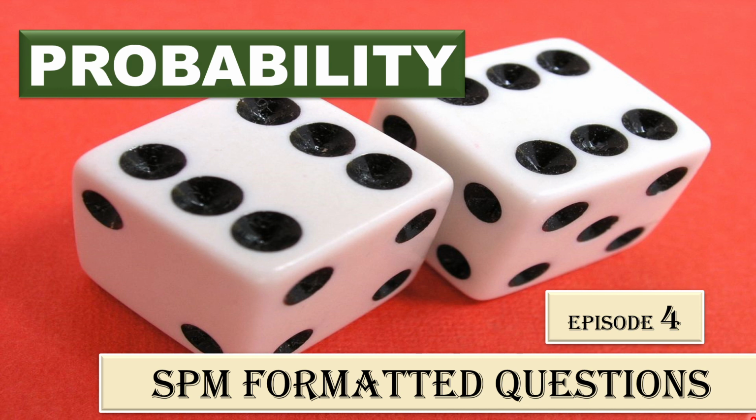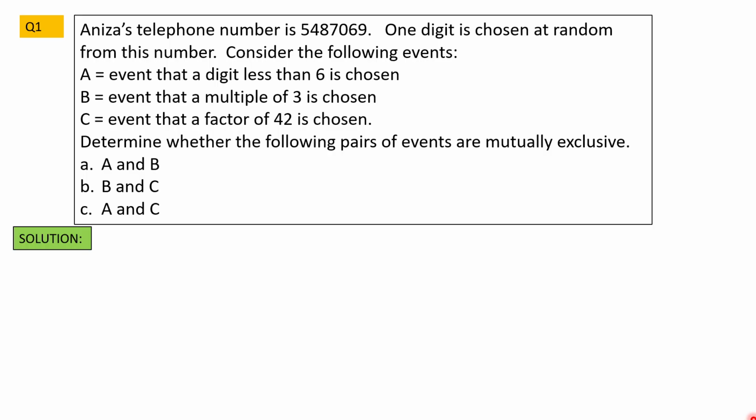In this video, I'm going to discuss more questions on probability, and mostly it is SPM formatted questions. Okay, let's start with question 1. Aniza's telephone number is 5487069. One digit is chosen at random from this number.